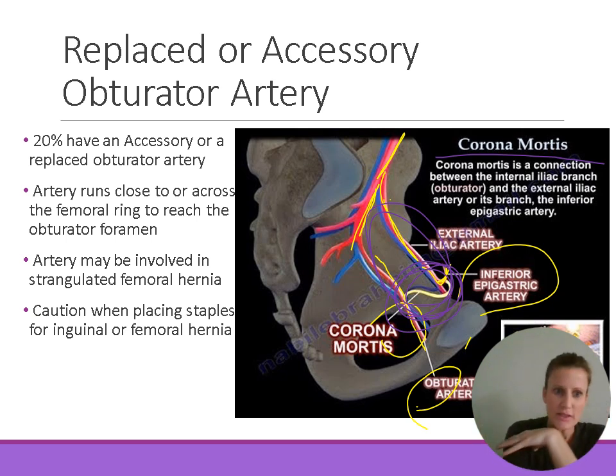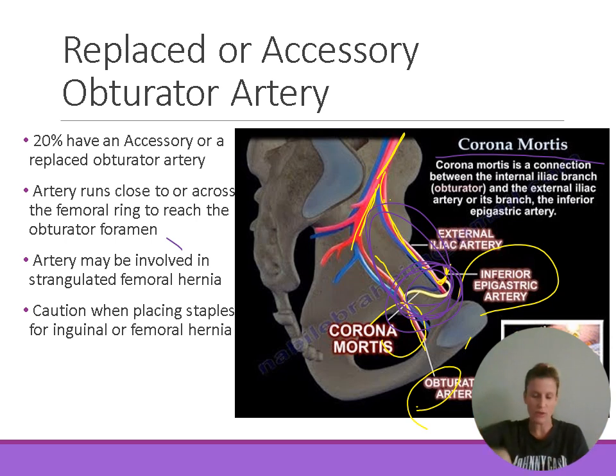So the artery runs across or close to the femoral ring to go down towards the obturator foramen. This artery is problematic because, one, it can be involved in a strangulated femoral hernia, so it can actually get pushed down in that femoral hernia. And even more problematic is the possibility of damaging the artery during procedures in the area, and then the patient will be bleeding out. And it's confusing why the patient's bleeding out, because none of the normal arteries have been cut at all.